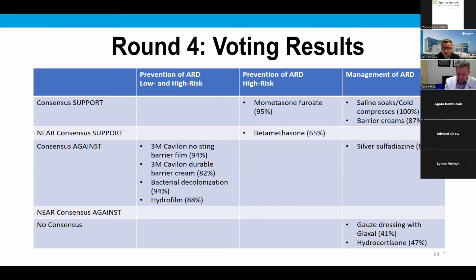And there was a 180 flip from near consensus to recommend silver sulfadiazine or flamazine to consensus against flamazine. And I know Edward had raised some very good points about this, and it was very contentious. And I welcome the discussion at the end of this talk, which we'll give enough time for. And then there was no consensus about hydrocortisone and gauze dressings with Glaxone. We left it at that.